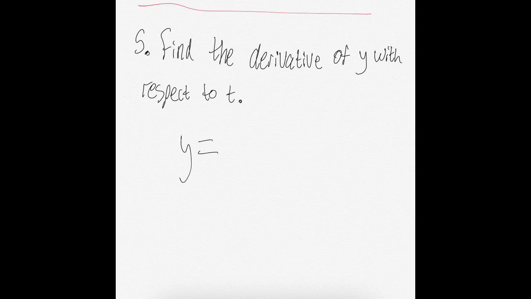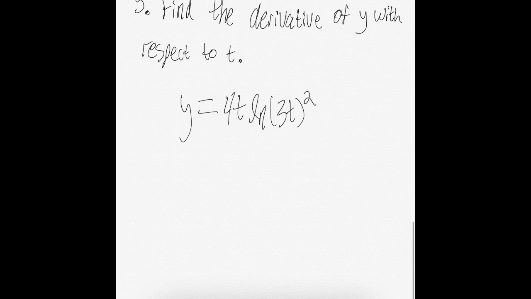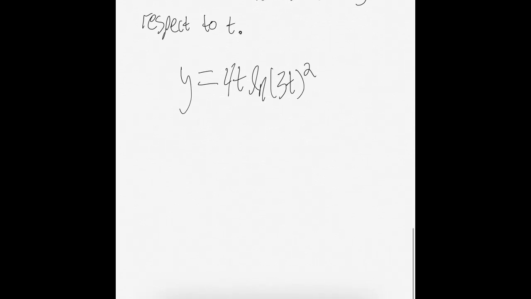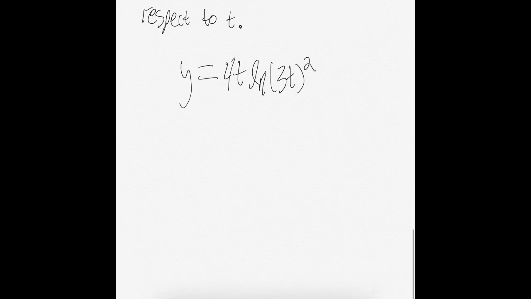So find the derivative of y with respect to t. Our function is y equals, okay, so how did I write it? I wrote it as 4t. My computer didn't have the 4 out front, and my computer also didn't have 3t on the inside there, they just had t. But I think this will make it more educational. Okay, so our function is y equals 4t ln 3t squared.